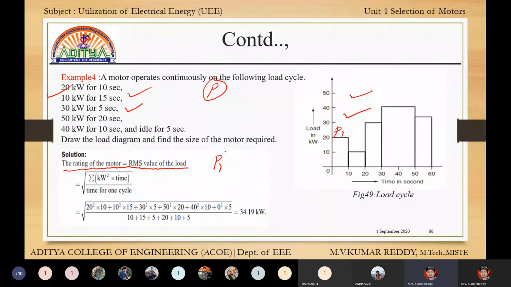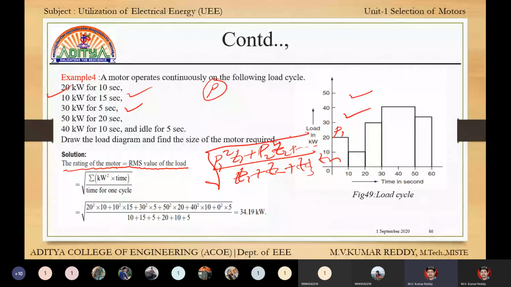What is the formula? The square root of (P1 square T1 plus P2 square T2 plus so on) divided by (T1 plus T2 plus T3 so on Tn). This is the formula for these graphs. If the graph is like this, or if the graph starts from here, you have to go for another formula. Now this is the general case.